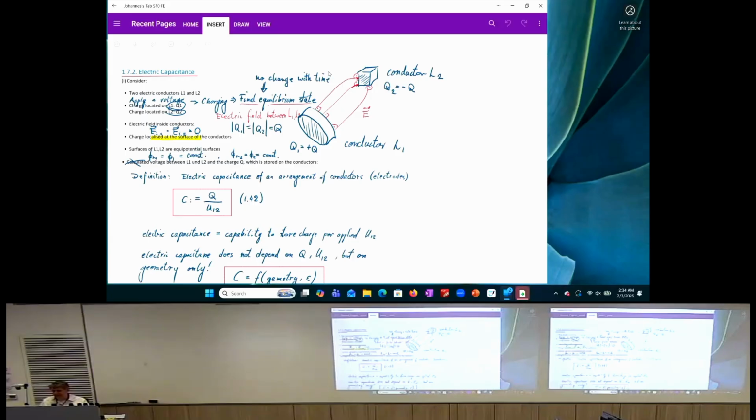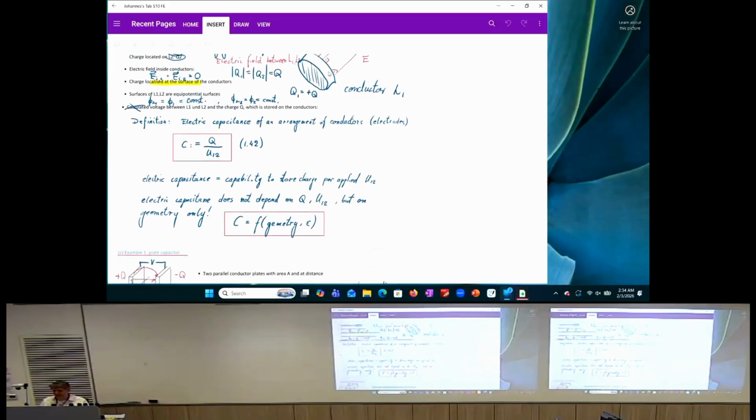And this is a measure basically of how much charge you will hold on these conductors based on a given voltage that you apply to them. And this capacitance doesn't depend on the charge, it doesn't depend on the voltage, but this is a property that depends on the geometry and on the material parameters.